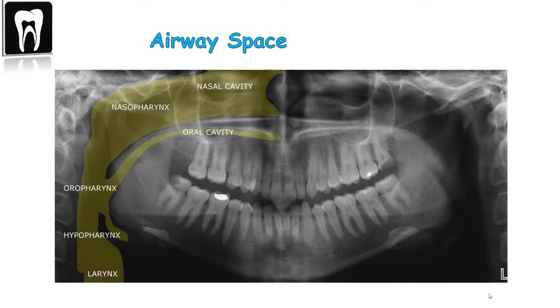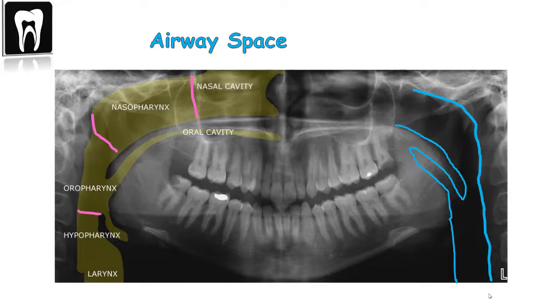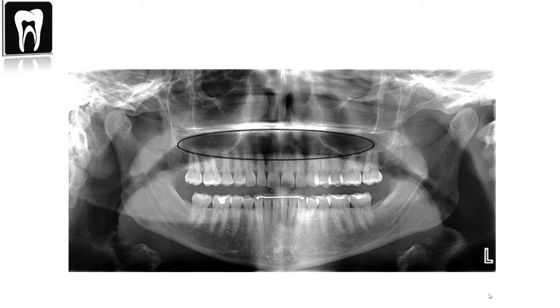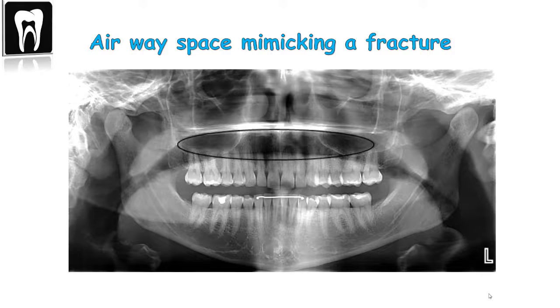This air space outlined on a panoramic between the anterior wall and posterior wall is the pharynx. First we have the nasopharynx, then the oropharynx, and then the hypopharynx. This panoramic image shows how airway shadowing can mimic pathology. Over the angle of the mandible, the airway creates a shadow. If the patient has a history of trauma or a fall, this can be misdiagnosed as a fracture.